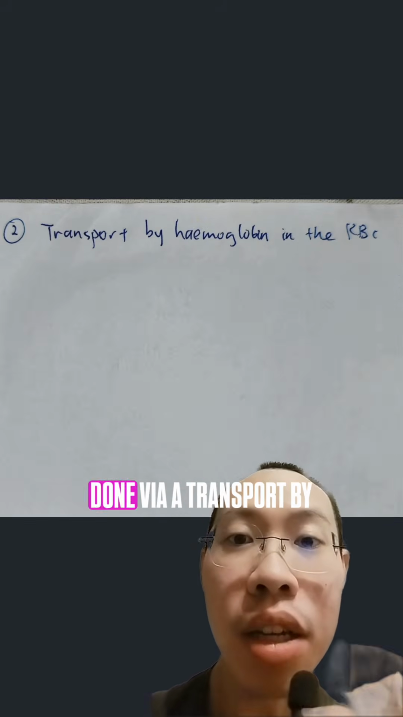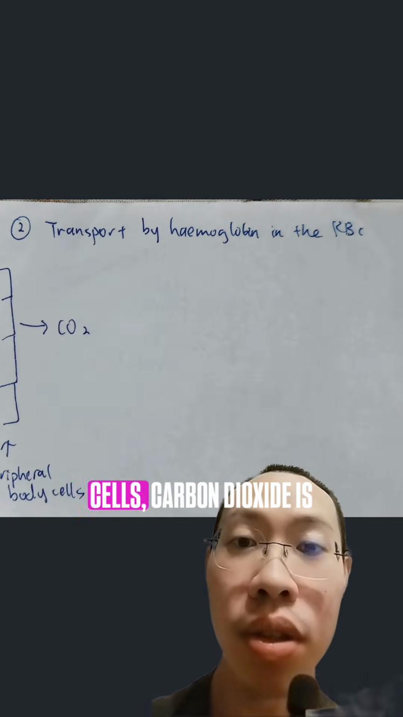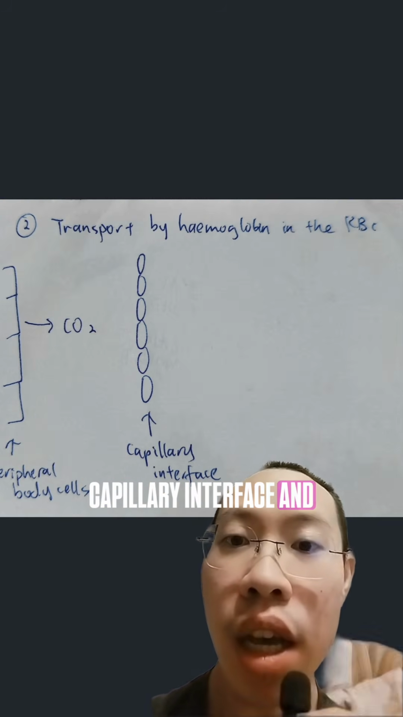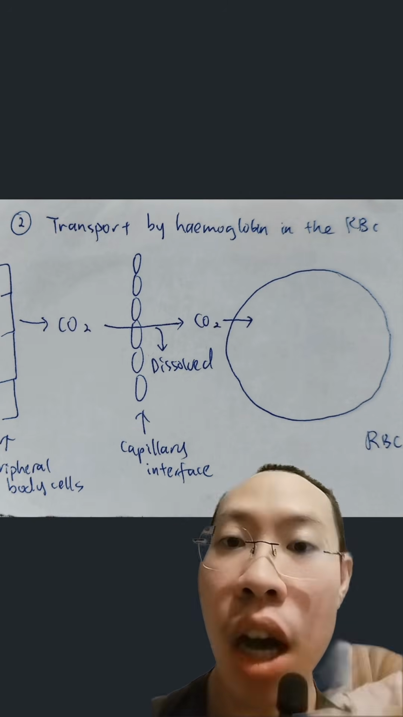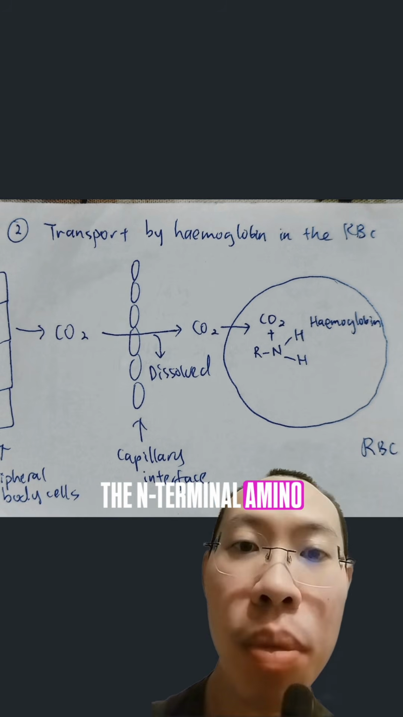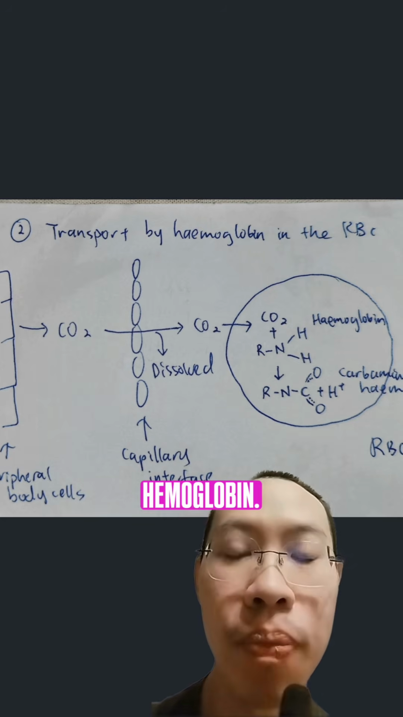The second method is done via transport by hemoglobin in the RBC. From the peripheral body cells, carbon dioxide is once again released. It diffuses through the capillary interface and some of it gets dissolved in the blood plasma. Others get diffused into the RBC. Inside, it combines with the N-terminal amino groups of the globin chain of the hemoglobin, producing the carbaminohemoglobin.